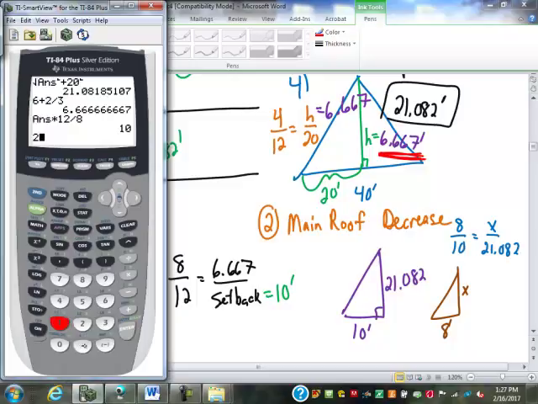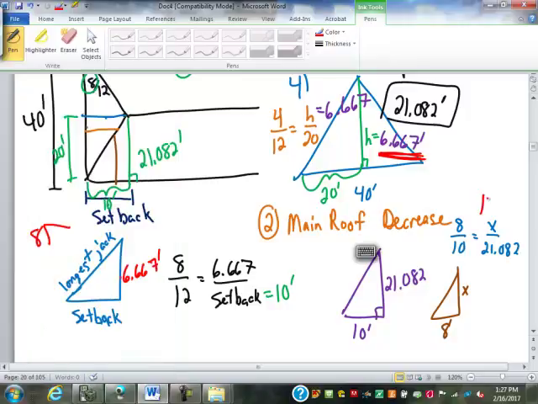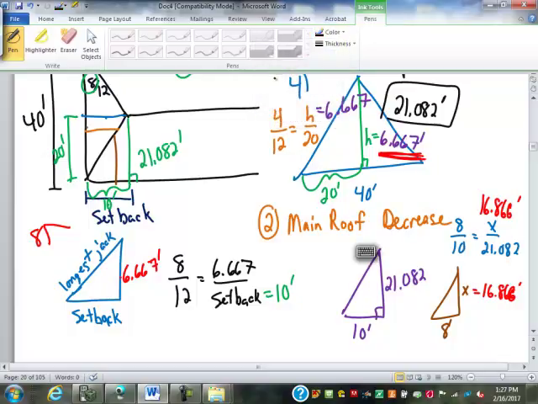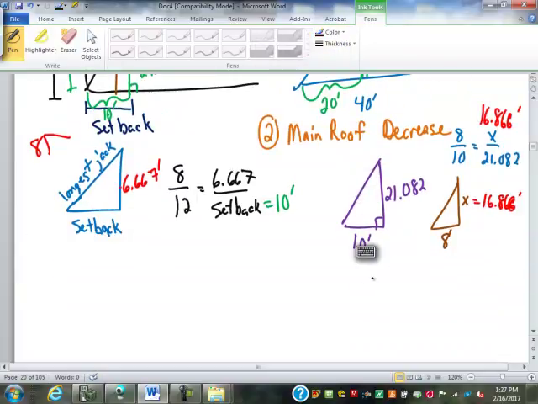So 21.082 times 8 divided by 10, 16.866. Now that we have that amazing number, 21.082 minus 16.866.